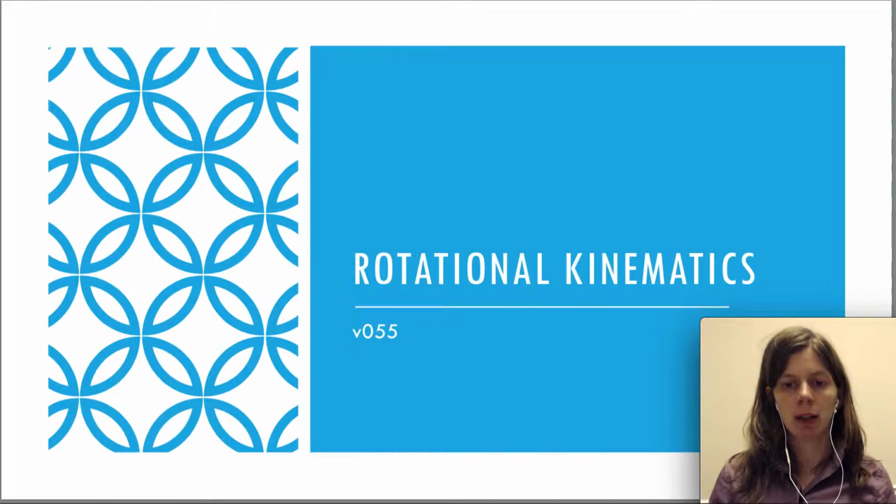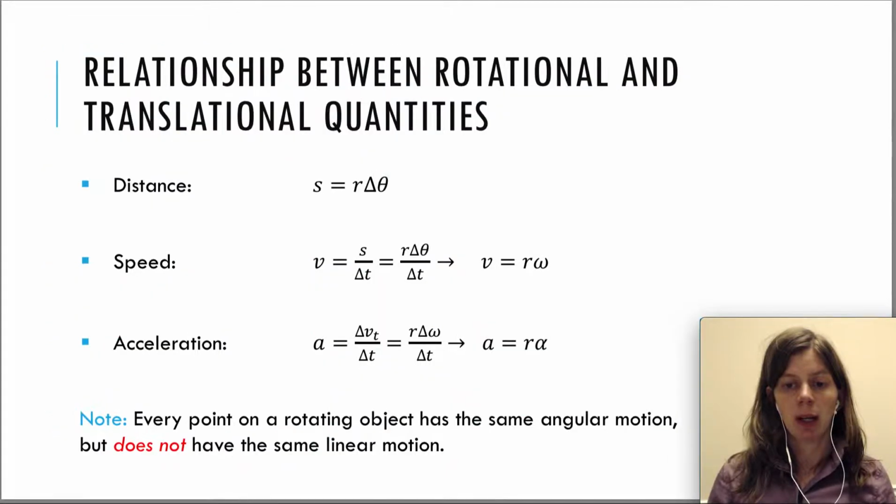So before we can discuss the kinematic equations, I just want to mention this topic about the relationship between rotational and translational quantities. First of all, translational just means linear, all right? And we've been talking about how distance becomes an angle, how linear speed or translational speed becomes an angular speed omega, how linear acceleration or translational acceleration becomes an angular acceleration alpha.